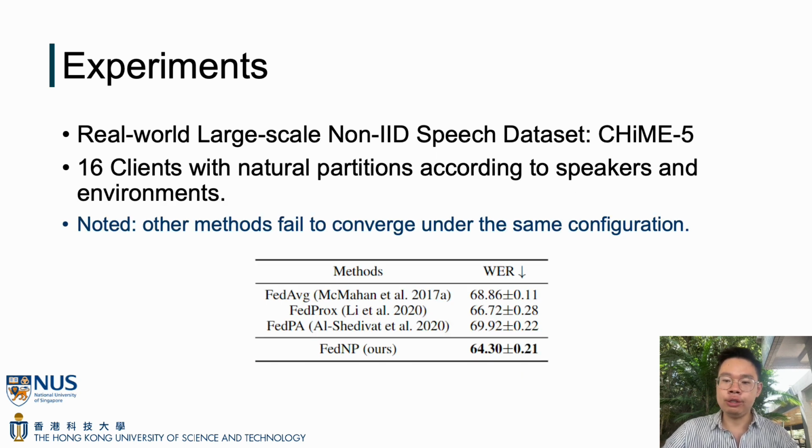So we finally evaluate FedNP on a natural real-world non-IID speech dataset for automatic speech recognition. Again, our FedNP achieves around 4.6% absolute WER reduction compared to the FedAverage baseline, which is a large margin in ASR. FedNP also outperforms other typical federated learning algorithms, demonstrating that our FedNP can be generalized to real-world non-IID federated settings.